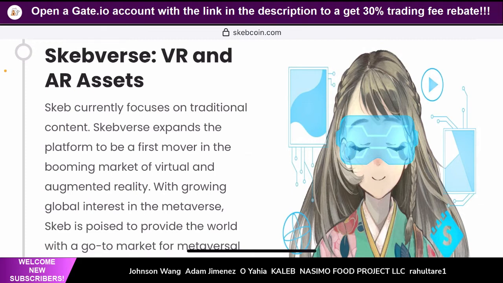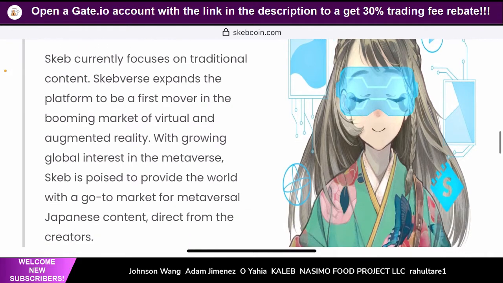So the thing is, VR and AR is already becoming very popular in the Southeast Asian market, including Japan, and therefore I think Skebverse is going to be a huge deal in the future. So I don't know how much traction the Skebverse will have in the Western market, but overall, a lot of content in the Japanese market is going to eventually come to the Western market. It becomes popular. Skebverse will also become a very popular thing in the future, where the Skebverse will basically attract a lot of VR and AR enthusiasts into their ecosystem, right?